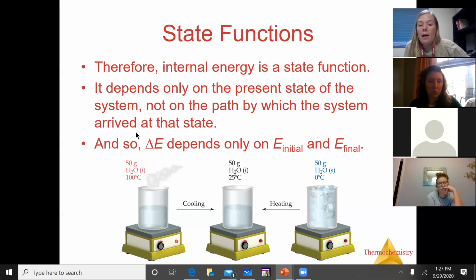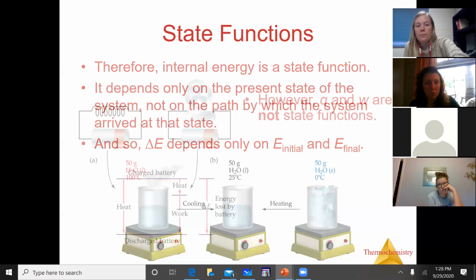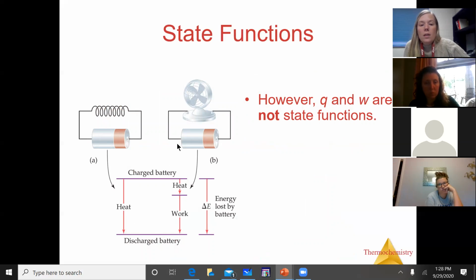And so because of that, delta E, our value, will only depend on our initial and our final. It won't depend on any sort of side steps; we think of it as only looking at the net change in energy. So here is an example of a state function. And just so you know, Q and W are not state functions. So Q, which is heat, and W, which is work, do depend on the path that you take, okay? But if we look at this here, we can see this as a state function.